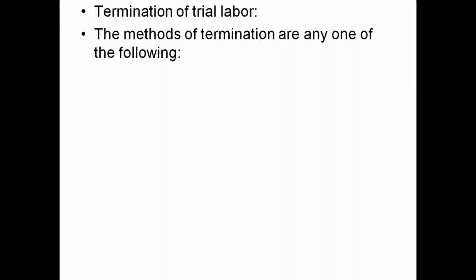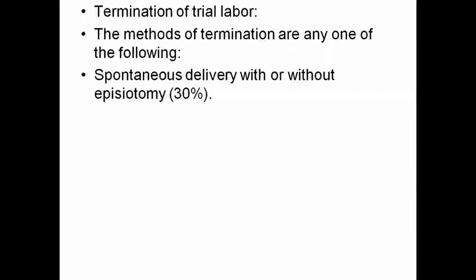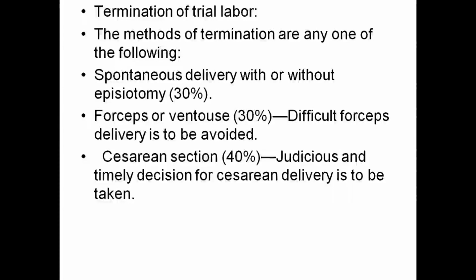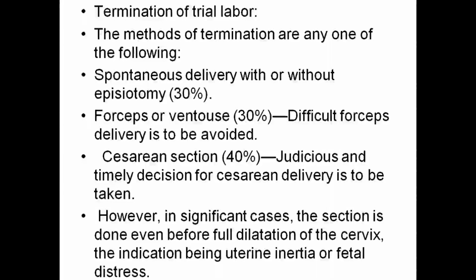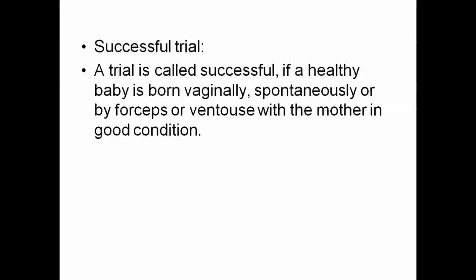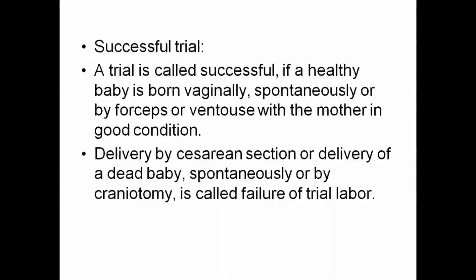Termination of trial labor. Methods of termination, any of the following: spontaneous delivery with or without episiotomy, forceps or vacuum, or cesarean section in about 40% of cases. However, in significant cases, the section is done even before full dilatation of the cervix, the indications being uterine inertia and fetal distress. Successful trial: a trial is called successful if a healthy baby is born vaginally, spontaneously or by forceps or vacuum, with the mother in good condition. Delivery by cesarean section, or delivery of a dead baby spontaneously or by craniotomy, is called failure of a trial of labor.